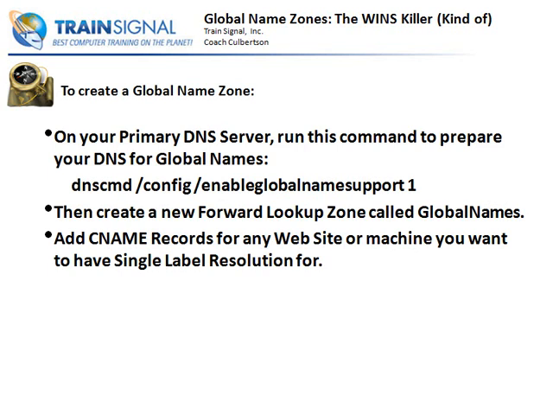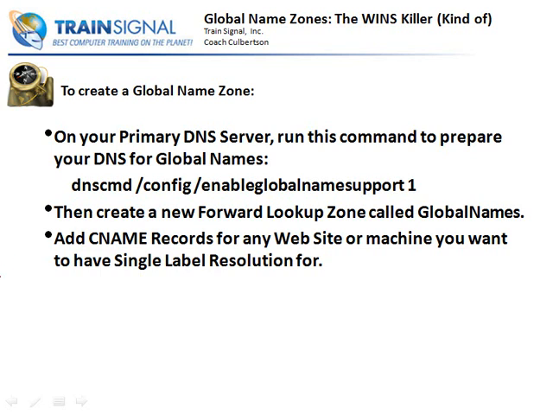In order to create a global name zone, it's pretty easy. First of all, on your primary DNS server, and this DNS server might be an Active Directory integrated zone server, or it might be just a regular primary DNS zone server, whatever it is, you're going to need to run this quick command. You're going to open up your command prompt, and you're going to type DNSCMD /config /enableglobalnamessupport 1. This little command enables the support in the DNS server for global names.